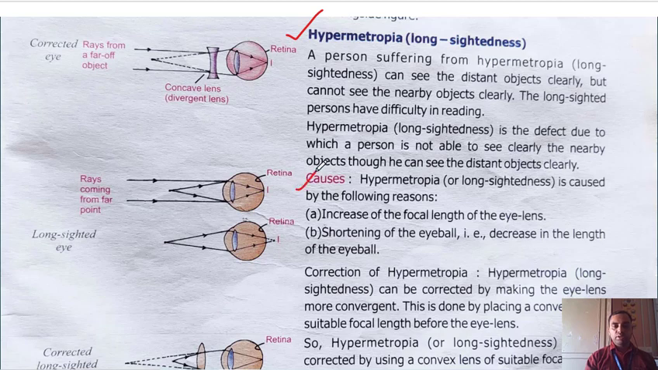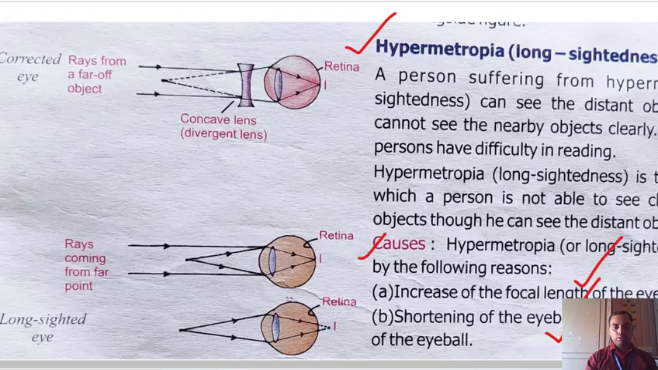What are the causes of it? Hypermetropia causes an increase in focal length, and shortening of the eyeball. If the eyeball is shortened, then it can be the cause. How can it be corrected? It can be corrected by making the eye lens more convergent. Okay, now see here, if I zoom it a little bit.